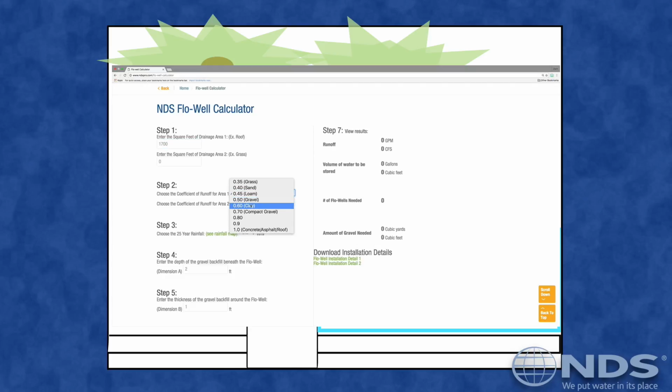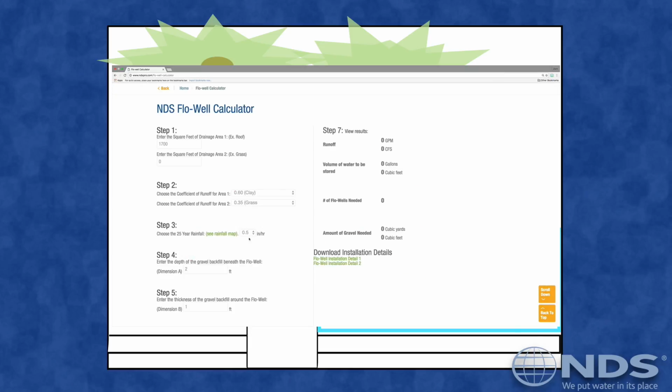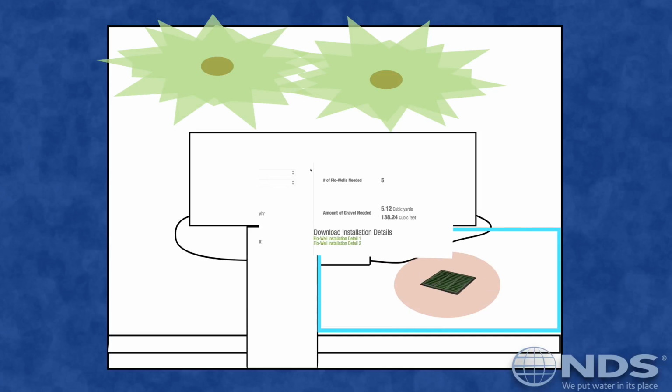Entering the same data as before, the calculator returns the number of flow wells needed for the location, the necessary gravel to surround the dry wells, and includes installation diagrams. For this area, we'll need 5 flow wells and 5 cubic yards of gravel to detain and infiltrate the total runoff calculated for the designed storm used in this example.